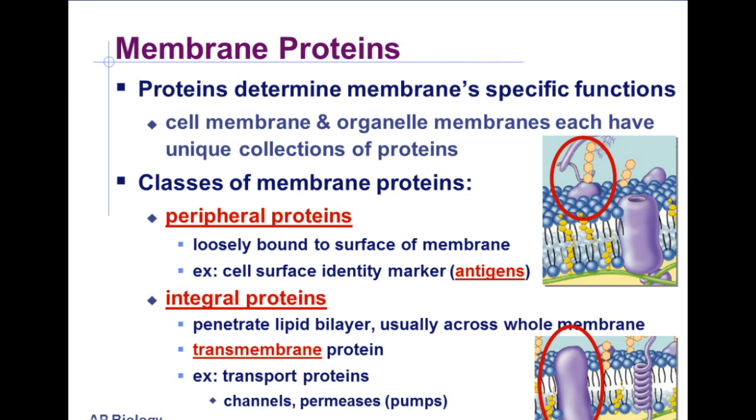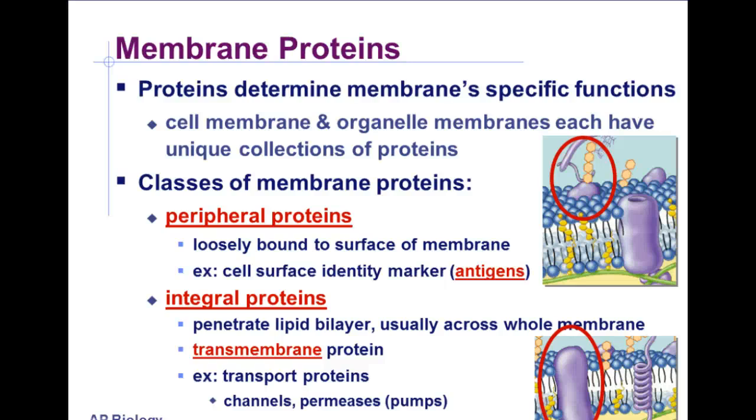Now, it should come as no surprise that a protein's structure determines its function in the cell membrane. Write that the cell membrane and the membranes of all the organelles, or it probably escapes you, but organelles also have membranes, each have a unique collection of proteins, meaning they each have a different function. So there are 2 main classes of membrane proteins you need to get in your notes.